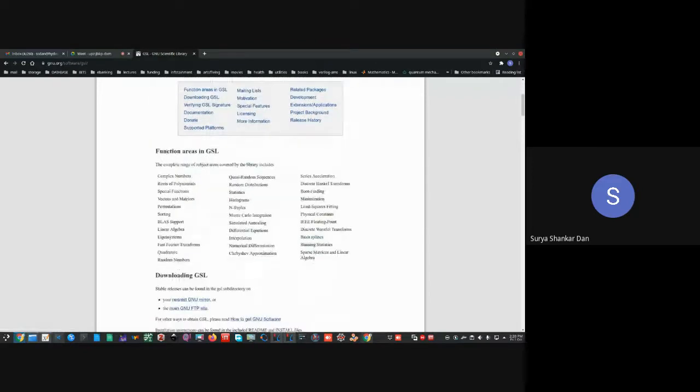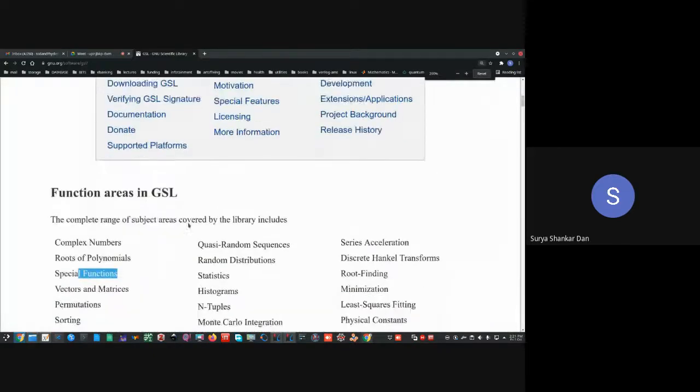Yeah, function areas in GSL. This is basically a collection of scientific libraries which are written in C. So that means you can use roots of polynomials, complex numbers, special functions. You can see this, I guess. Let me enlarge this.